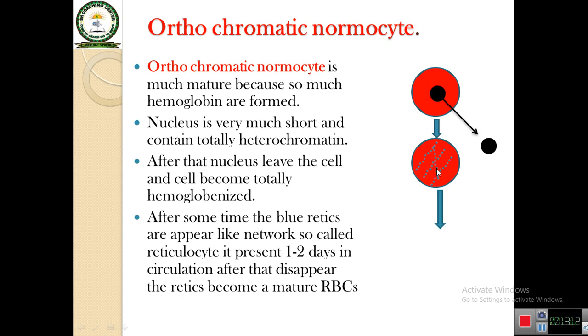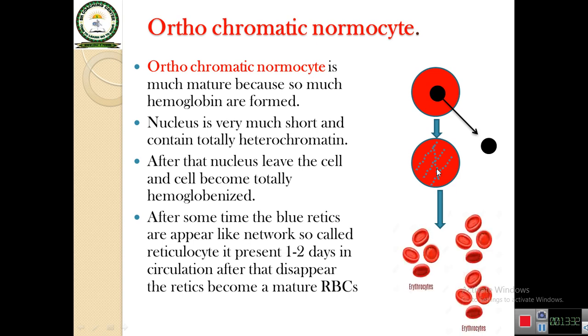When blue retics appear in the cell, then that stage or cell is known as reticulocyte due to the presence of retics. Then these retics will remain 1 or 2 days in the circulation and then disappear from the cell, and the cell becomes totally hemoglobinized, or a much more mature RBC.